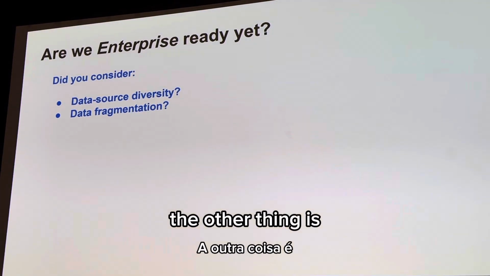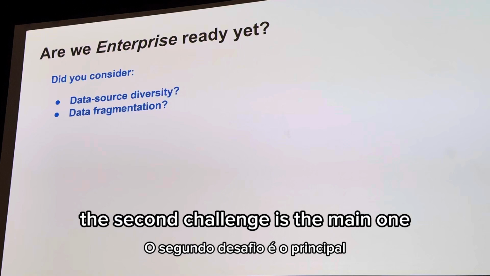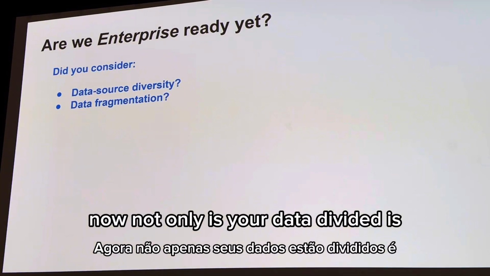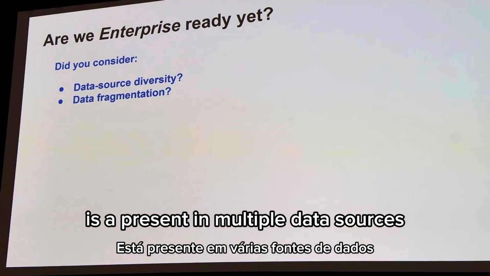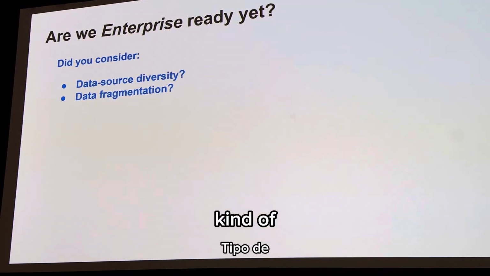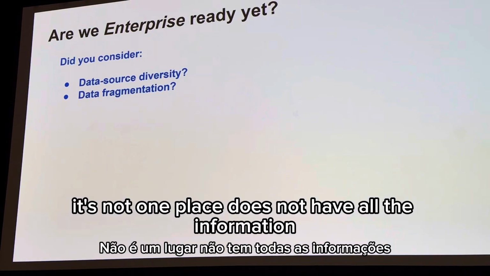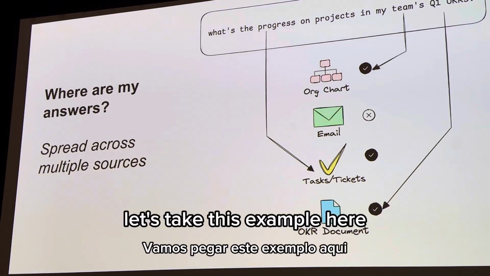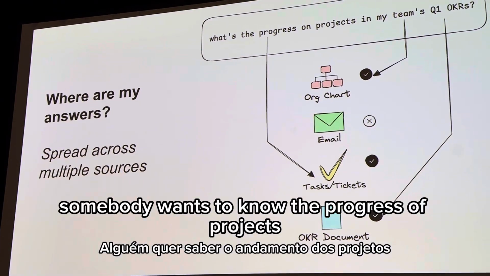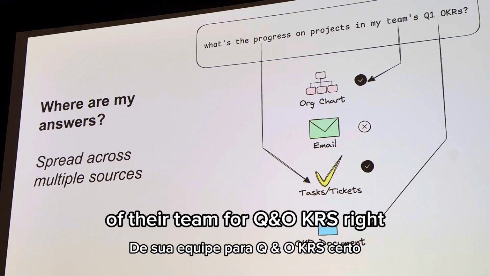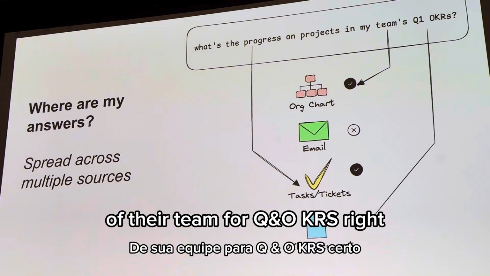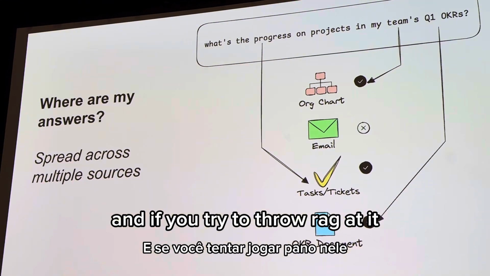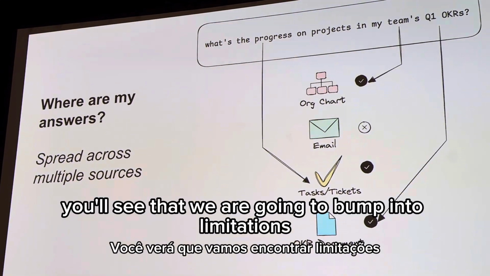The second challenge is the main one, which is data fragmentation. Not only is your data present in multiple data sources, it's also present in fragments. One place does not have all the information. So let's take this example. Somebody wants to know the progress of projects of their team for Q1 OKRs. This is a complex query, but if you try to throw RAG at it, you'll see that we are going to bump into limitations.